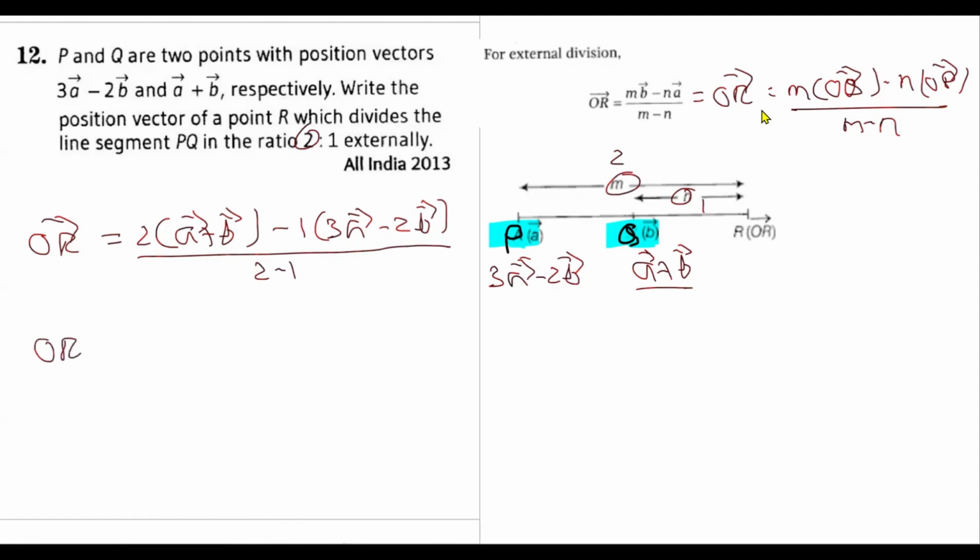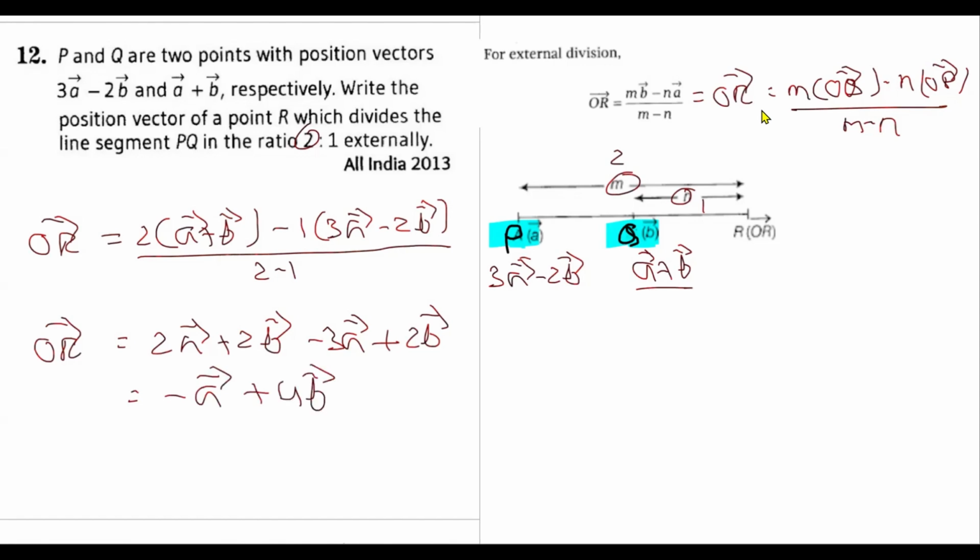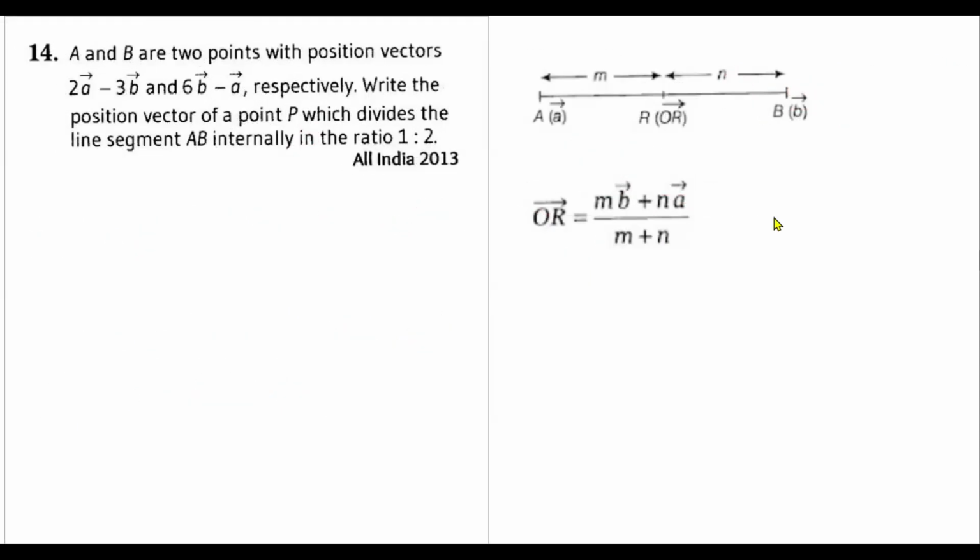So finally it results in 2A vector plus 2B vector minus 3A vector plus 2B vector. So 2A minus 3A is minus A, and this is 4B. So this is the required vector which divides the OP vector and OQ vector in the ratio 2:1 externally.